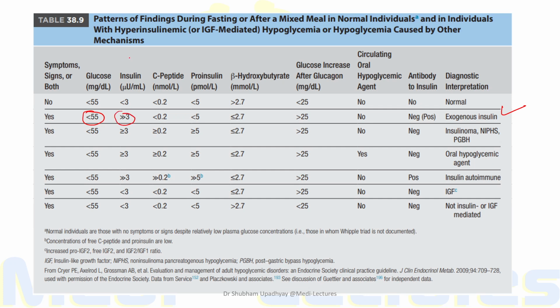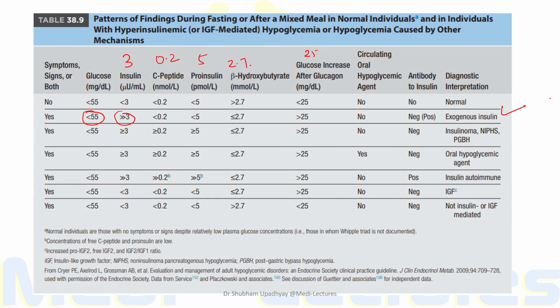You have to learn these cutoffs: the insulin cutoff is 3 microunits per ml, C-peptide cutoff is 0.2 nanomole per liter, proinsulin is 5 picomole per liter, beta hydroxybutyrate is 2.7, and glucose should rise by 25 after glucagon. So this will diagnose all the etiologies.